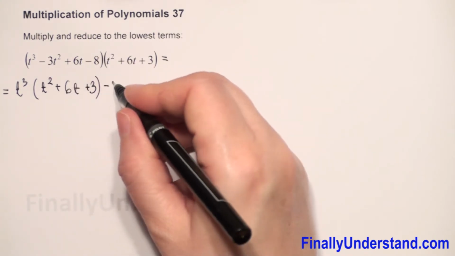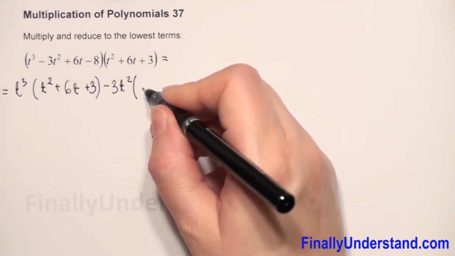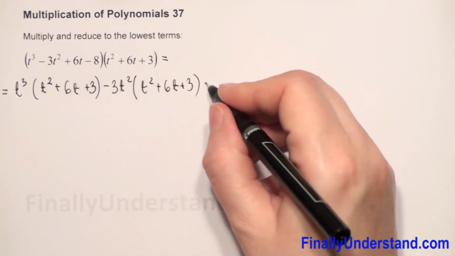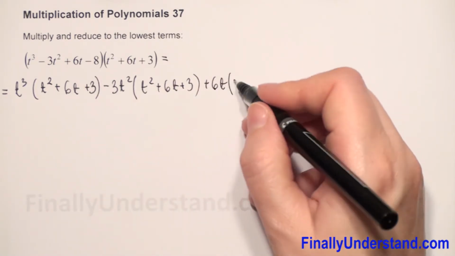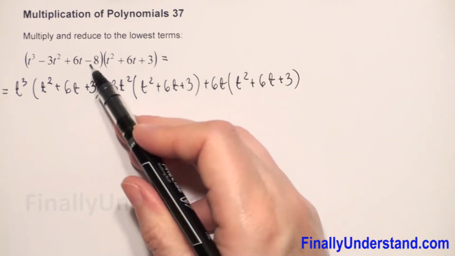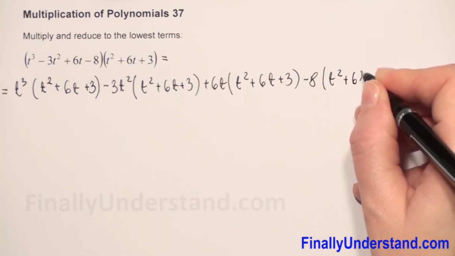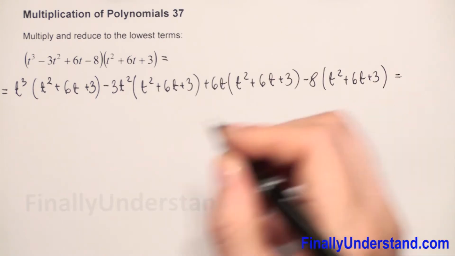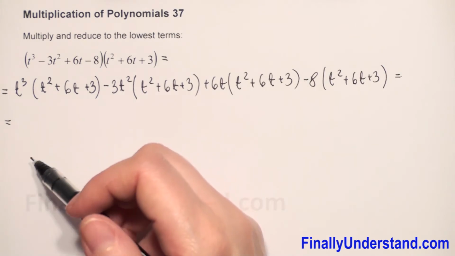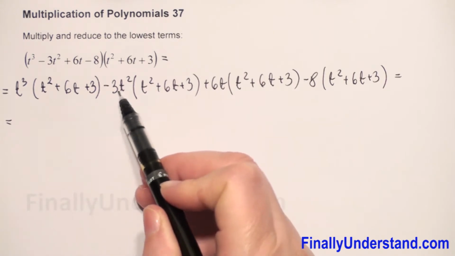Next we have negative 3t squared, and we have to multiply by the whole expression in the second parenthesis. Next we have positive 6t. We have to multiply by t squared plus 6t plus 3. And the last is negative 8 times t squared plus 6t plus 3. So this is equal. Now we have to use distributive law of multiplication. It means we have to multiply every expression in the parentheses by whatever we have before parentheses.